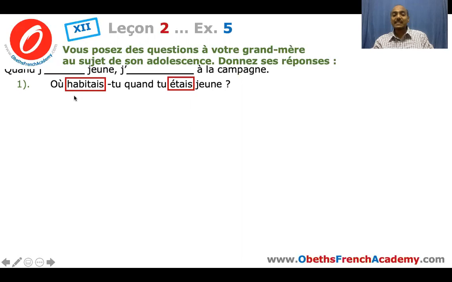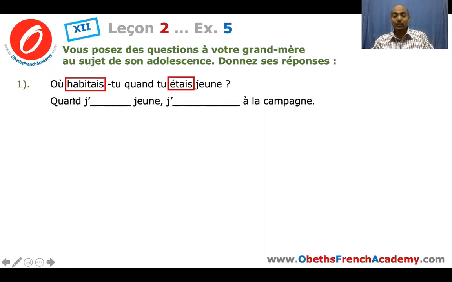So in your answer, please remember, we need to use the verbs in imparfait. In the title, they have not mentioned anywhere. But can you see in the question, they have used the verb in imperfect tense. So even in your answer, you need to use the verb in imperfect. You're talking about something which happened in the past, and she's going to narrate. That's the reason we are going to use imperfect tense.